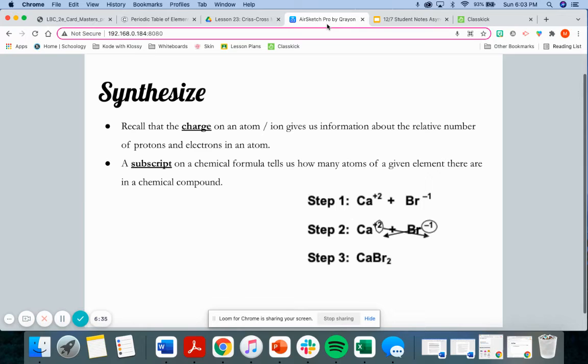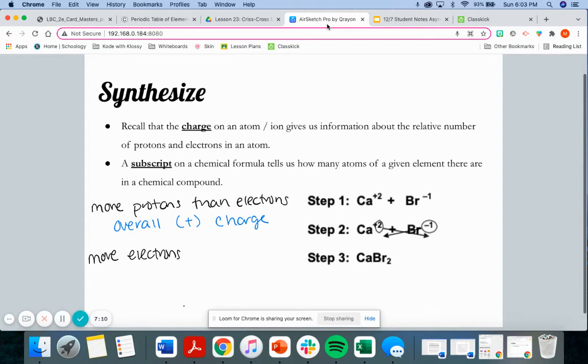All right, and again, after the activity, we just kind of reviewed the crisscross method one more time and some important details about it. Firstly, that the charge on the atom or ion gives us information about the relative number of protons and electrons in an atom. So if I have more protons than electrons, I'm going to have an overall positive charge. And if I have more electrons than protons, I'm going to have an overall negative charge.